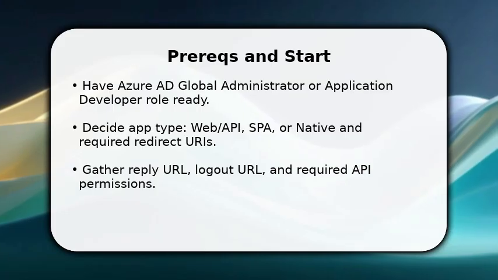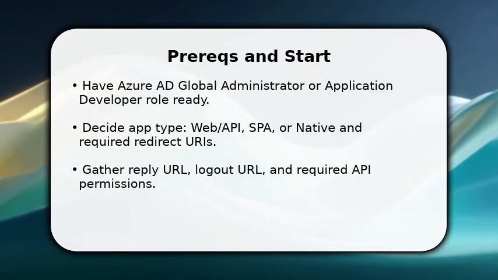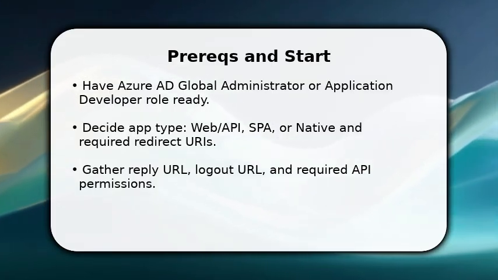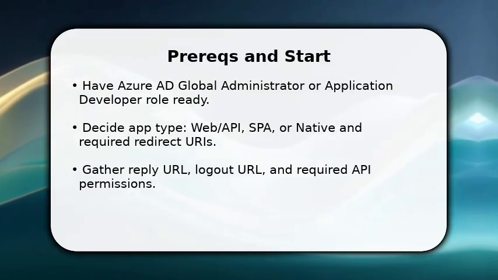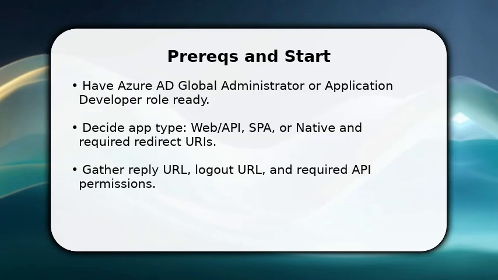You begin by confirming prerequisites, Azure AD access, and a clear app type. Open the Azure portal and go straight to Azure Active Directory. Once there, select App Registrations.